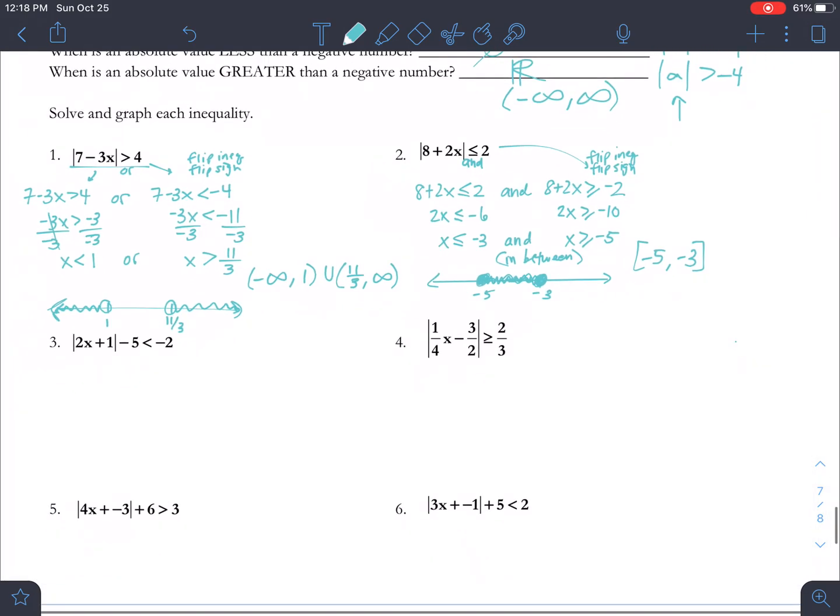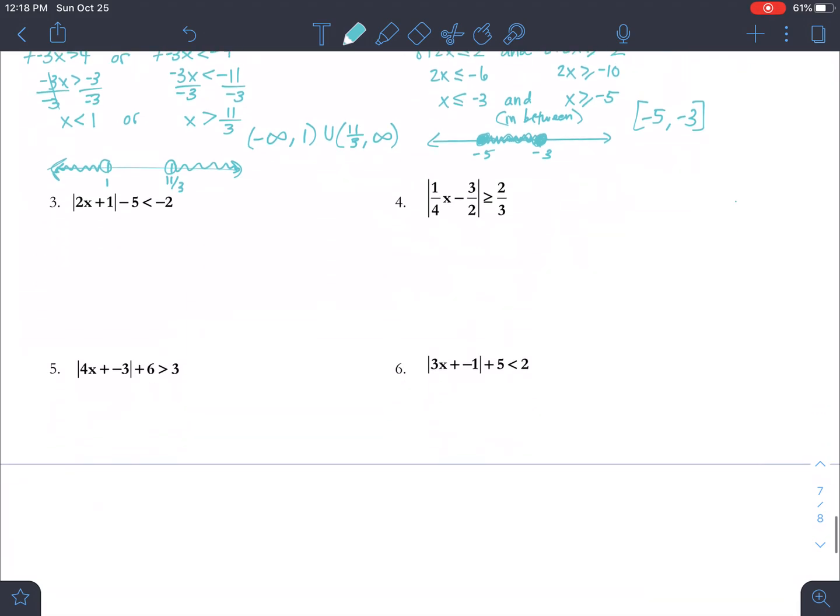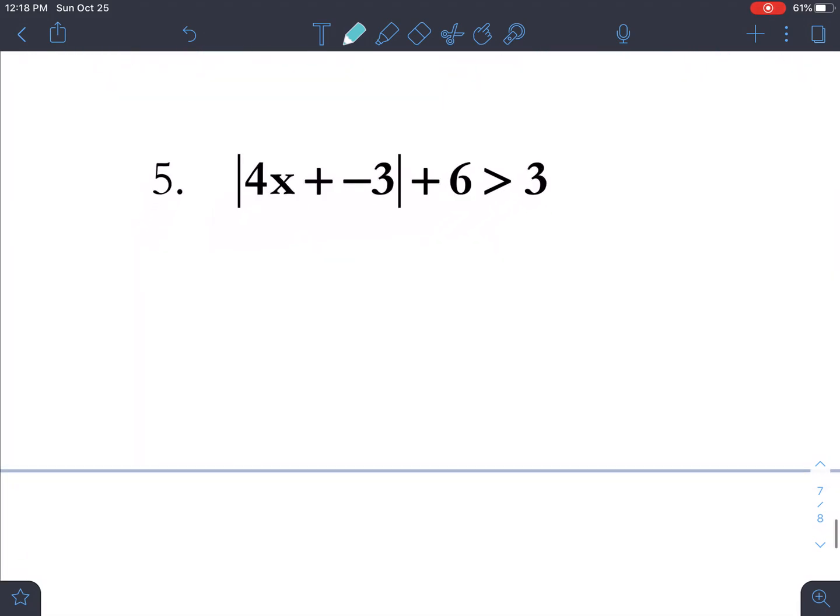Let's look at the bottom two here, actually. So I'm going to hold on to 3 and 4, if you guys are okay with that. I'm going to look down here at number 5 and 6. Okay, so the very first thing you have to do is get the absolute value by itself. So 4x minus 3 is greater than, subtract 6, negative 3.